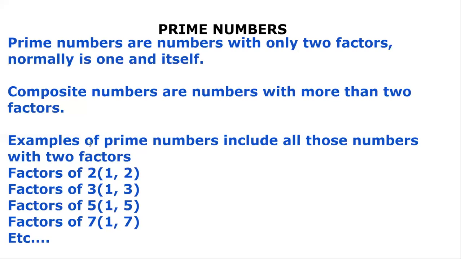Okay, so these are the things you have to identify, or the process you need to know before you can identify that a number is a prime number. Ultimately, you cannot say a number is a prime number without proving that the factors of that particular number are only 2 factors, and it's normally 1 and itself. Good.